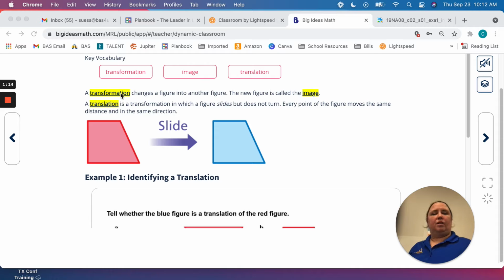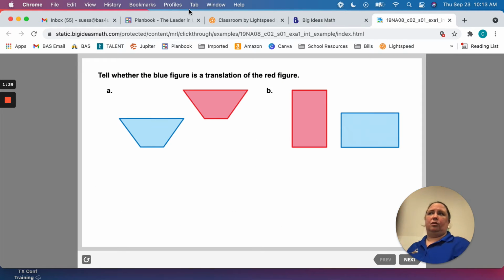Okay, all of the things we're going to be learning in this lesson are transformations. They're all going to be different. Some are translations, some are rotations, some are reflections. Okay, so everything's a translation from one shape moving to another. However it moves, that's a translation. A transformation. A translation is when it slides. Okay? All right, example 1 in your journals.